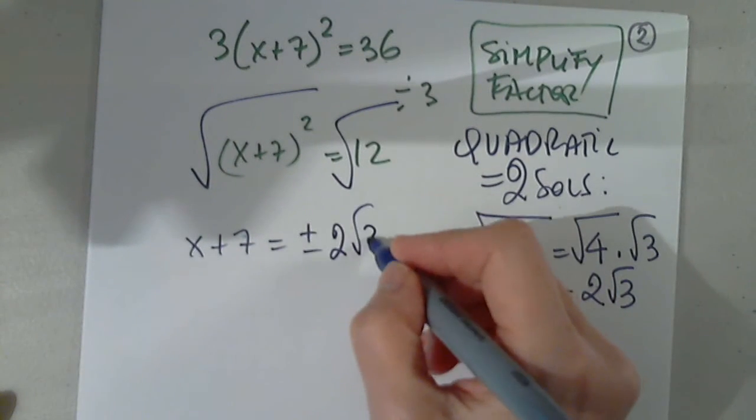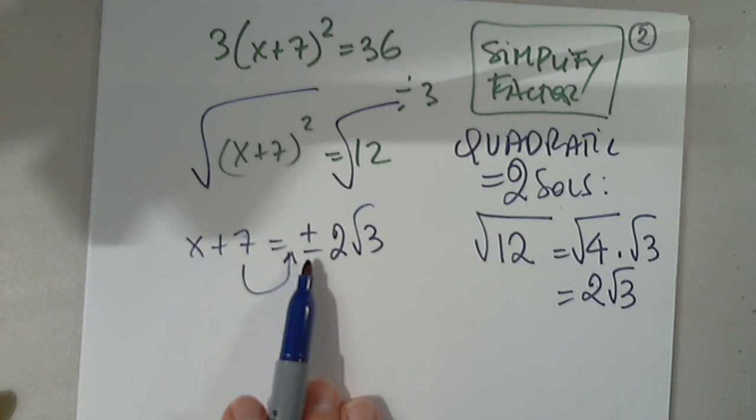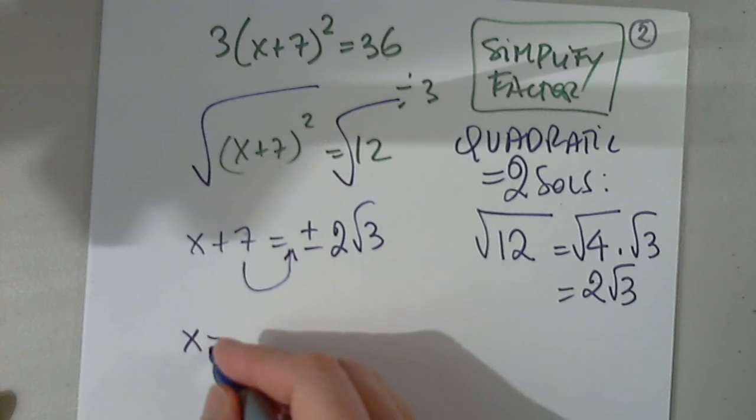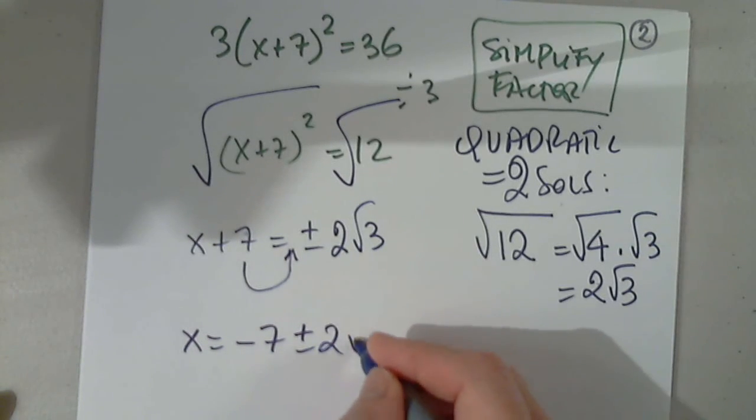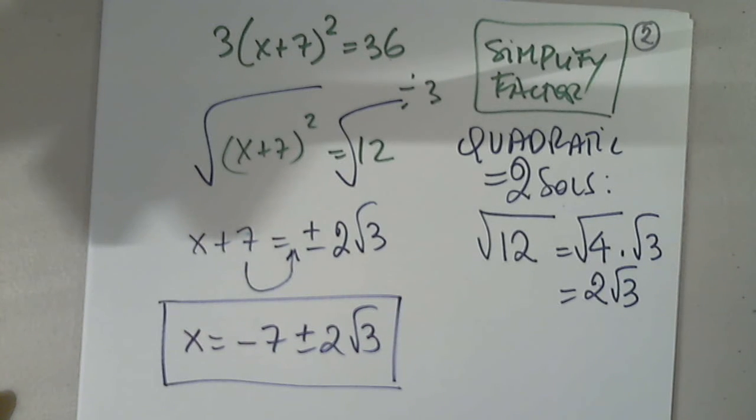So this is 2 the square root of 3, and I have to move 7, but it has to be between the equal symbol and plus or minus. So x equals negative 7 plus or minus 2 the square root of 3. And this is final.